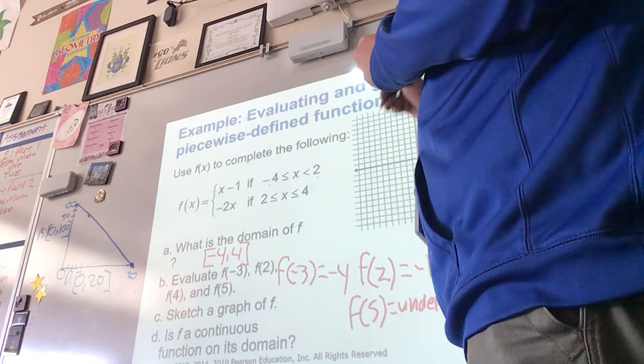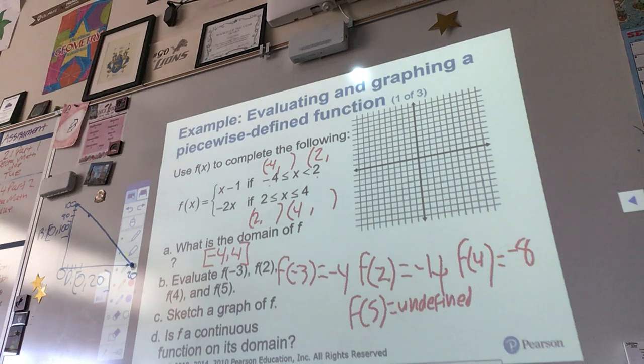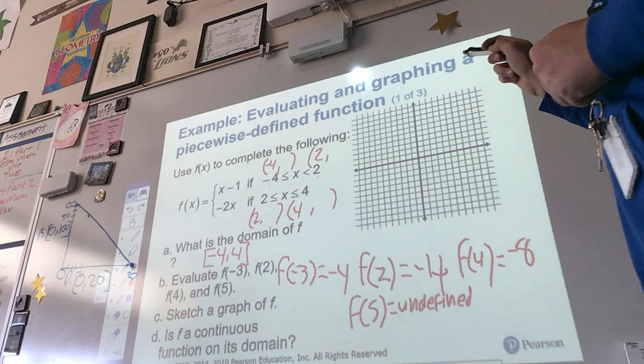Okay? So let's plug in -4 and get a point. Let's plug in 2 and get a point. We'll plug in 2 into the second function, we'll get a point. We'll plug in 4 into the second function, we'll get a point. So Gunnar, -4 minus 1, what would I get? -5. So -4, -5 is this point right here.